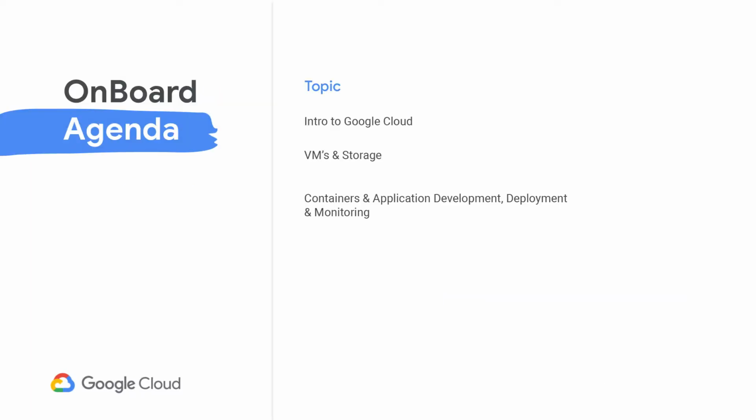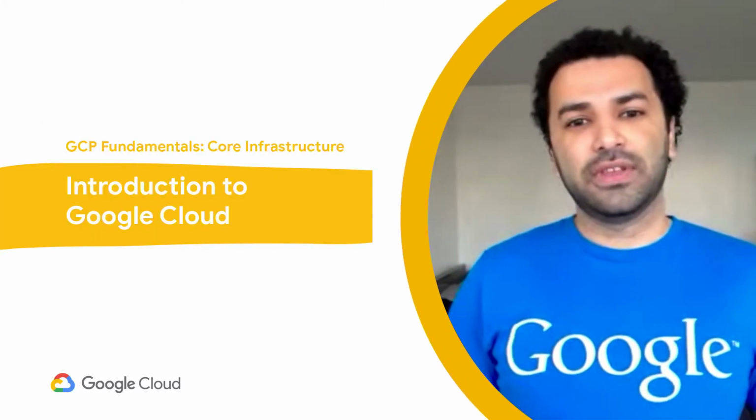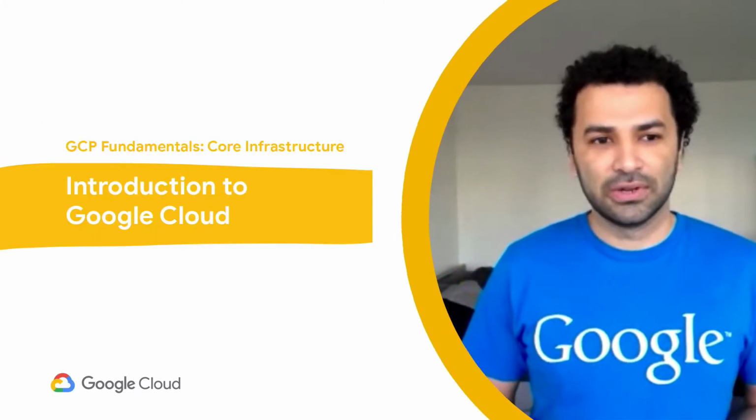Our agenda today has four main sections. The first section is an introduction to Google Cloud, and then we are going to discuss virtual machines and storage, and then finally we are going to explore containers, application development, deployment, and monitoring. So let's start with our Google Cloud onboard journey. The first section that we have today is Introduction to Google Cloud.